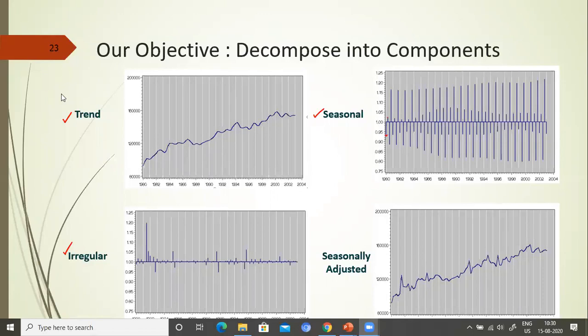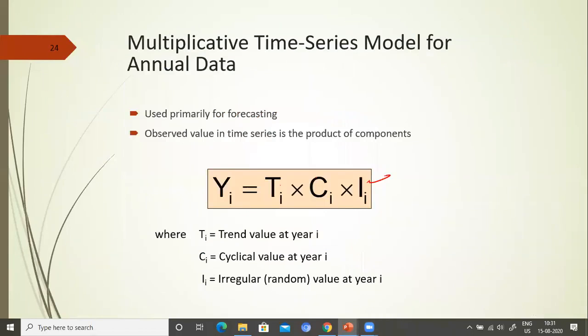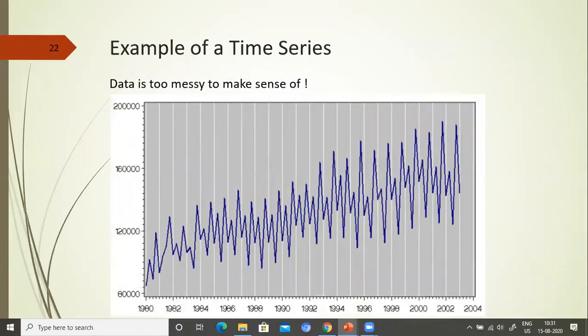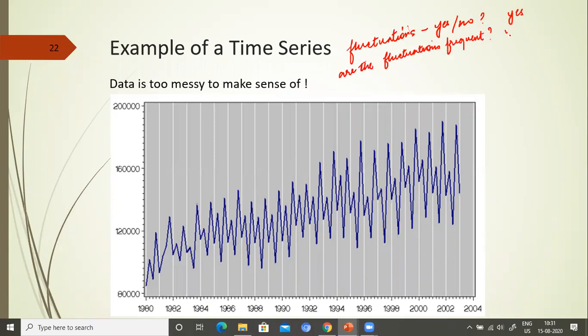Now what I'm saying is about cyclicity. We know that it does not happen so frequently, right? It's a good question. Actually, it's a little bit confusing. So first, notice fluctuations. Do you have fluctuations? Yes, we do. Are the fluctuations frequent? In this case, yes, it is frequent.